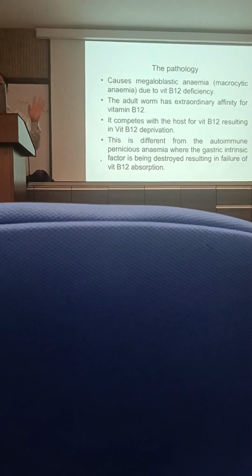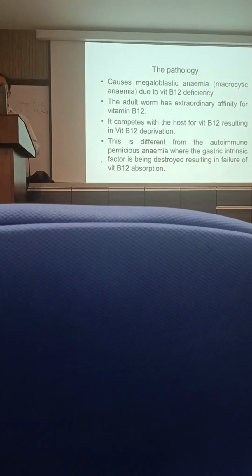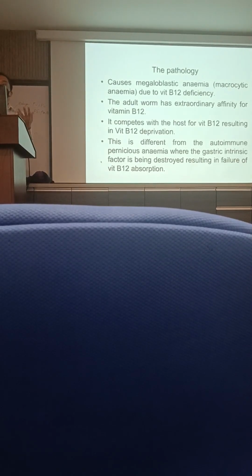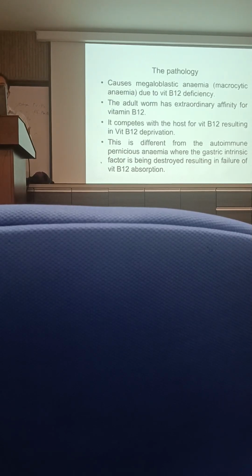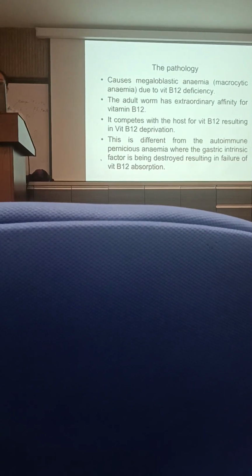Your intrinsic factor is fine. It's just because there's a worm there that's absorbing all the vitamin B12. So don't confuse this. Both result in B12 deficiency, so you have anemia, which is large cell, megaloblastic, macrocytic, right? We always ask this in exams, right? You have to explain.